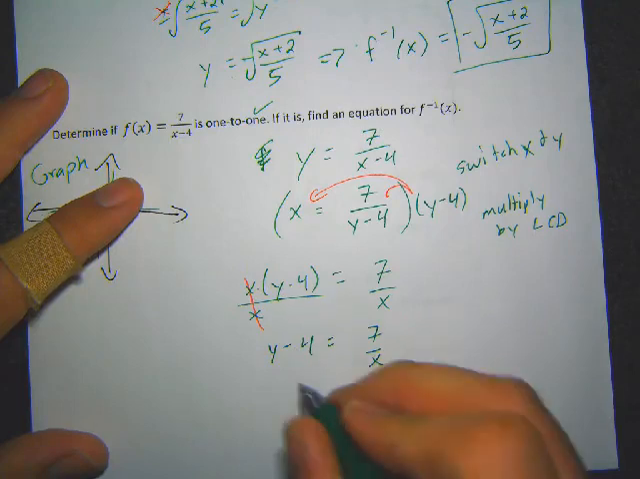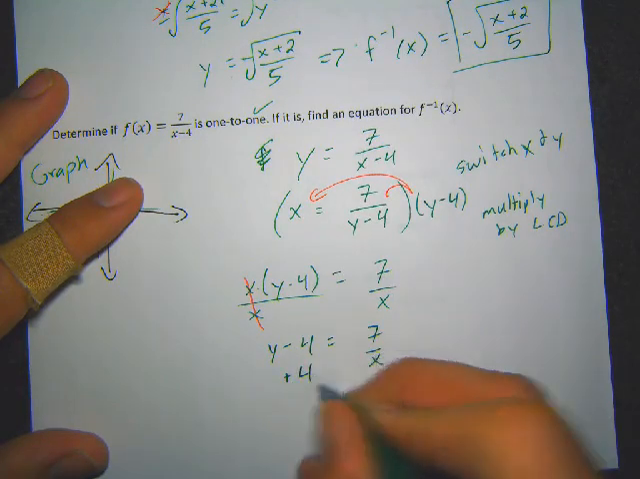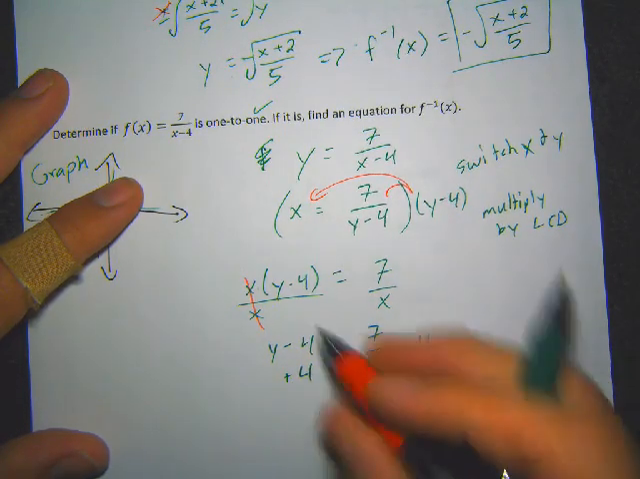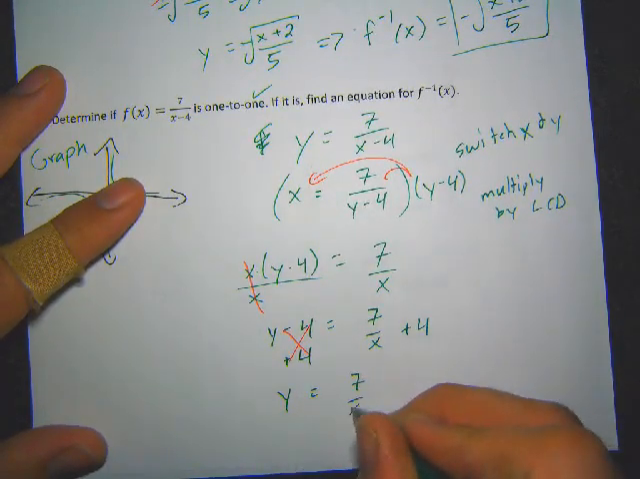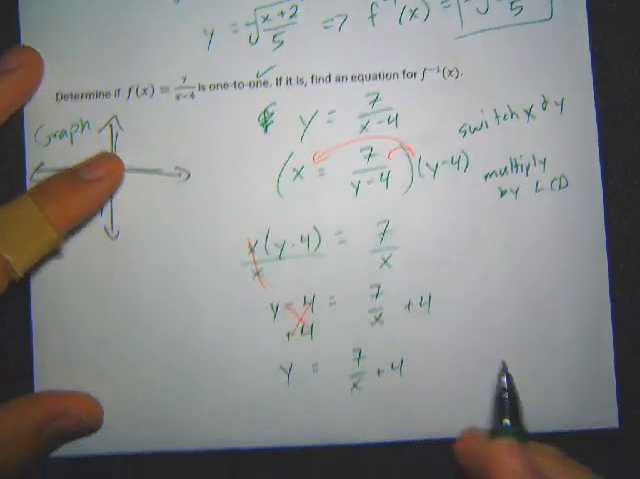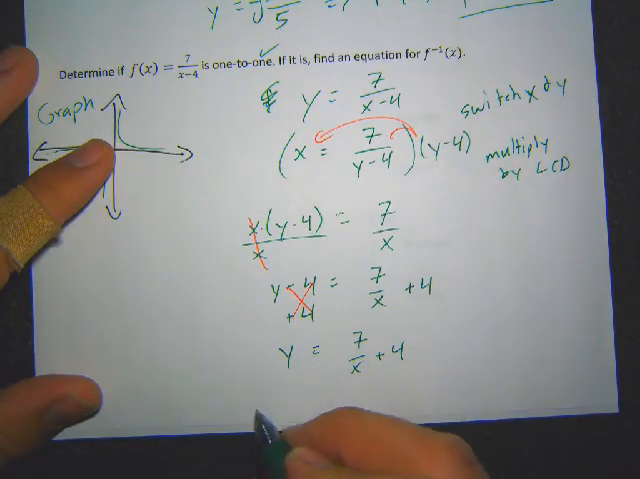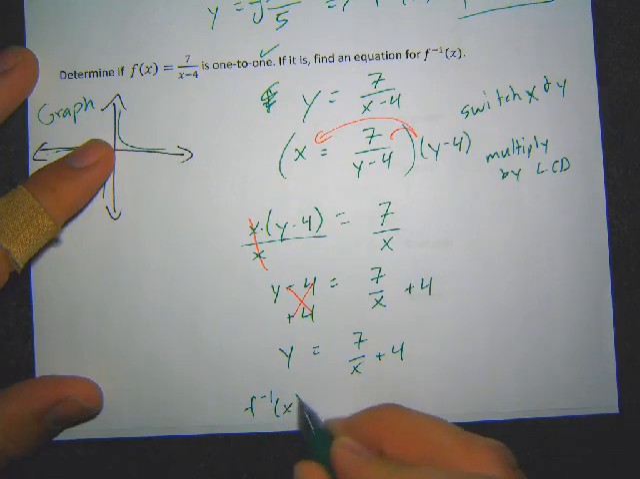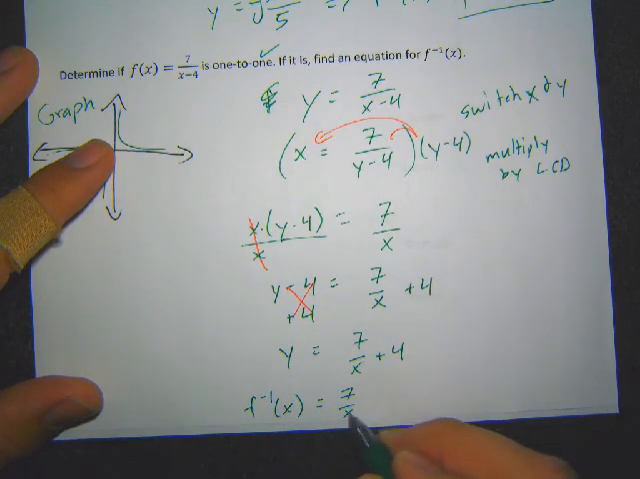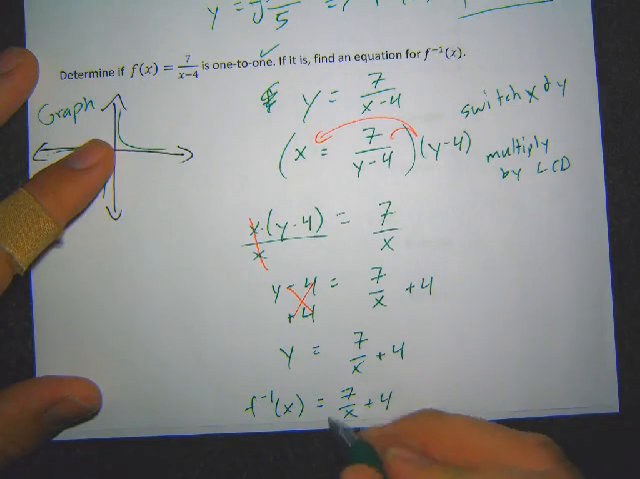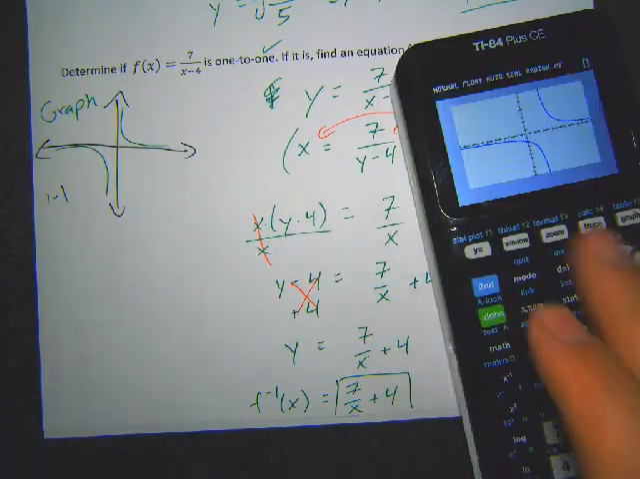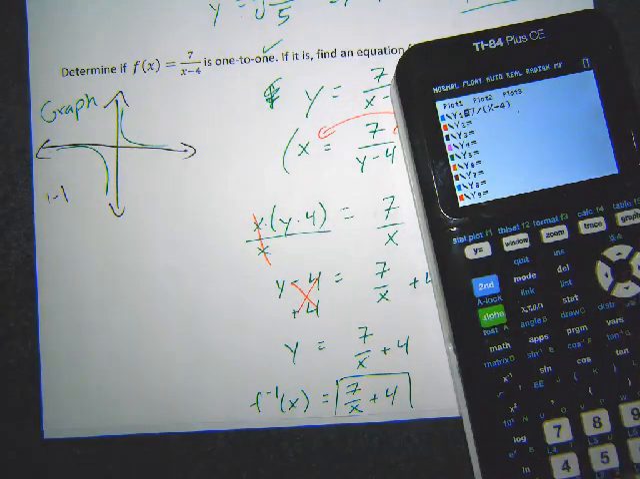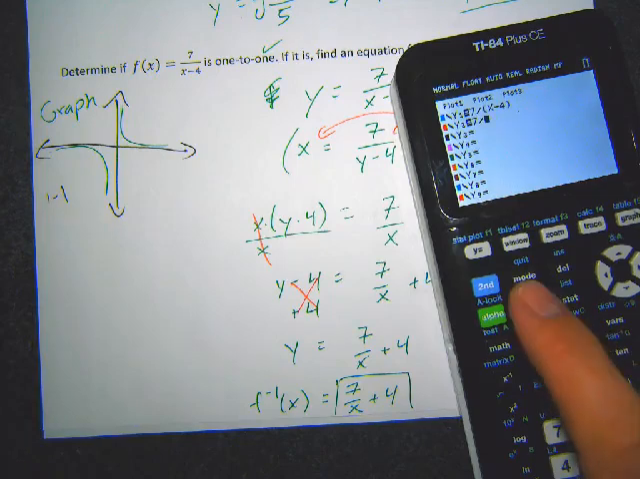Last thing, I want to get rid of this minus 4, so I'm going to add 4. That's the opposite. So I'm going to add 4 to both sides to undo the subtraction. We get y equals 7 over x plus 4. This should be the inverse, so I can go ahead and label it as f inverse. F inverse of x equals 7 over x plus 4. That's my inverse function. If I want to double check it, I graph them both. Remember, if you graph both the functions, they should make that nice symmetry. So let's try this. Let's see what it looks like. 7 over x, and then add 4.